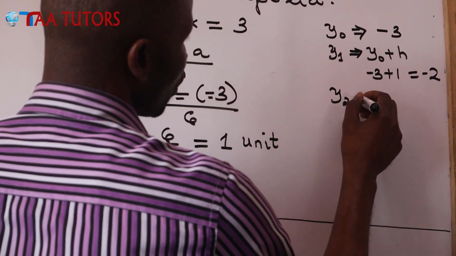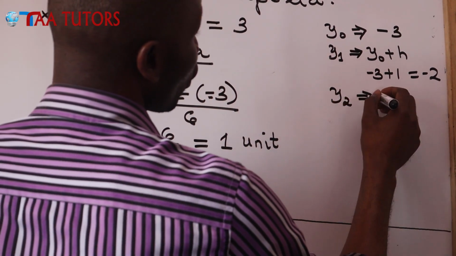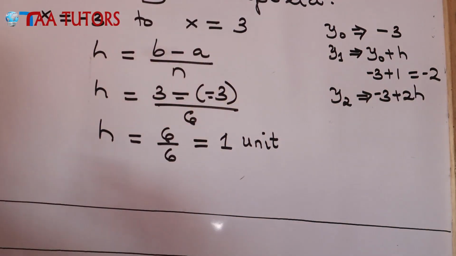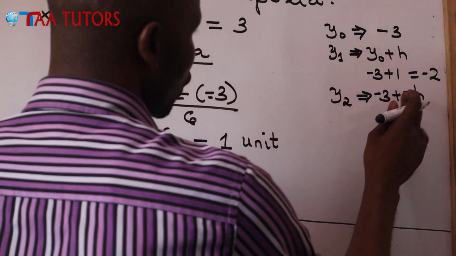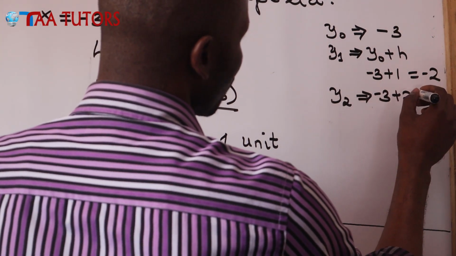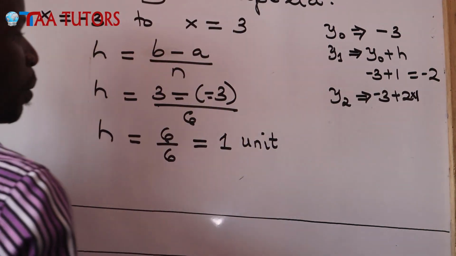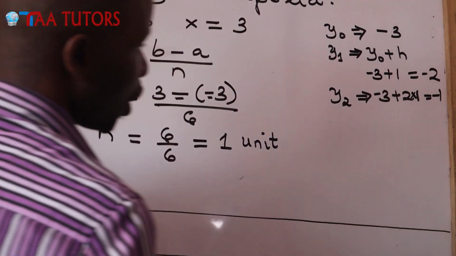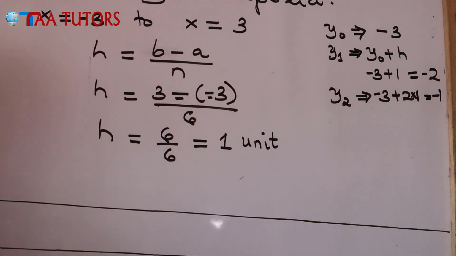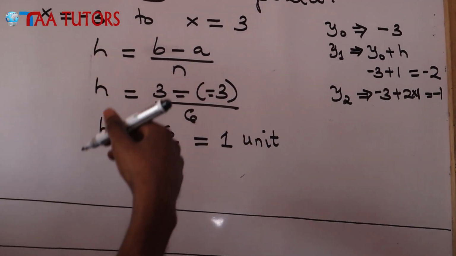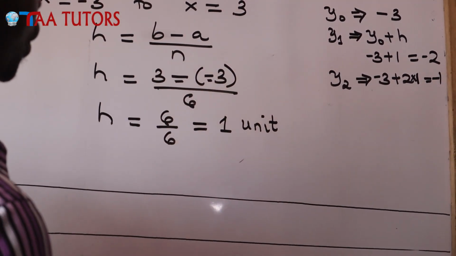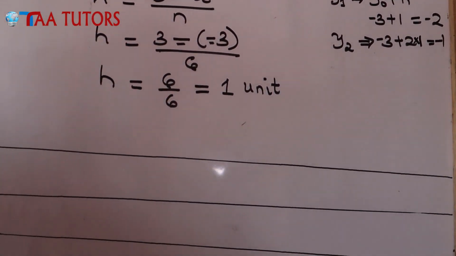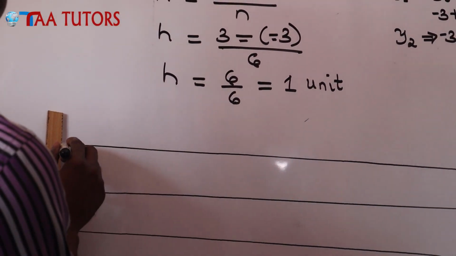y2 will also be y0, which we now know is negative 3, plus 2h, 2 times the common height, where the common height now is 1. So if you multiply 2 times 1, you get 2, plus negative 3, you get negative 1. So you do like that. The y3 will be y0 plus 3h, like that, until you reach y6. So we are going to see that here.